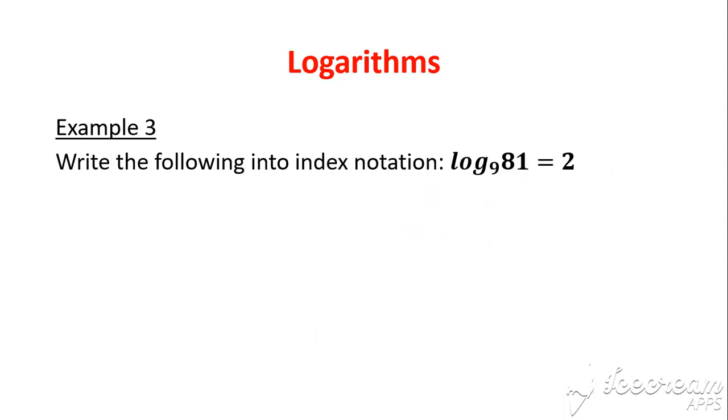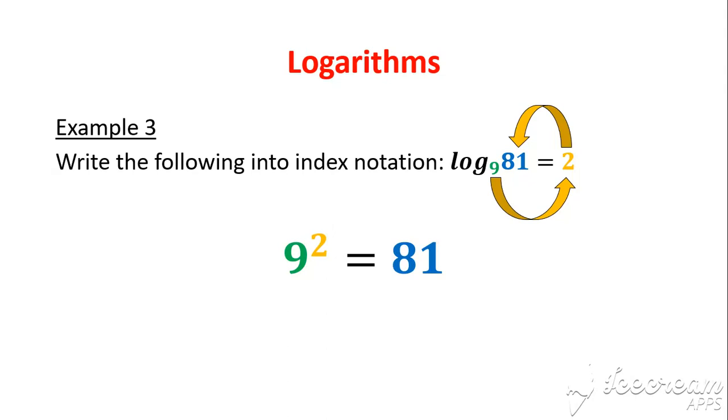Right, now we're going backwards. We're going to write the following into power or index notation. So we're going to do this: log base 9 of 81 is 2. That's why I think my little arrows are quite cool, because they help you remember this. So we just need to write 9 to the power of 2, 9 squared is 81.